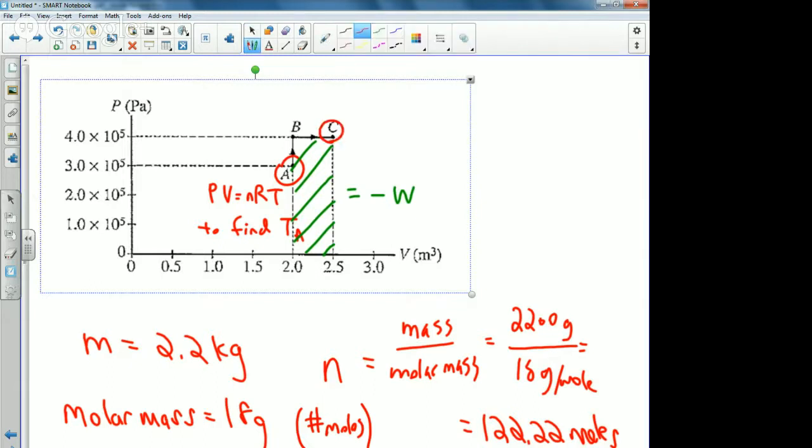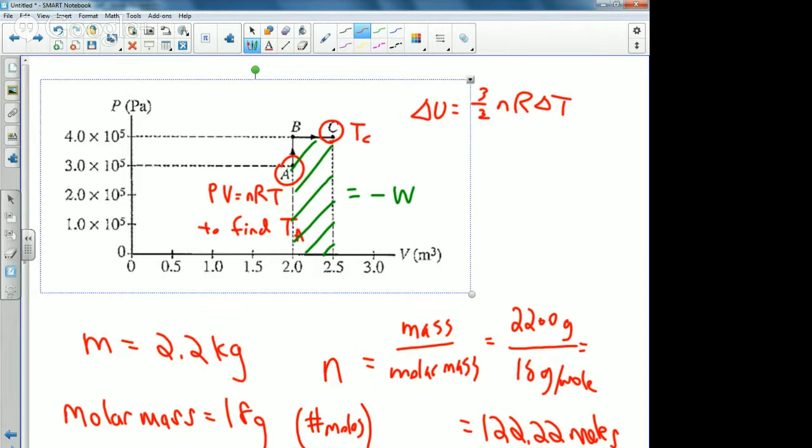If you wanted to, you could use delta U equals 3/2 nR delta T to solve for the delta U overall. And if you knew the work from over here, what could you solve for next if they had asked for it? If you had solved for delta U, you had solved for work, you could then solve for Q. Okay? So these are just different ways of solving these.